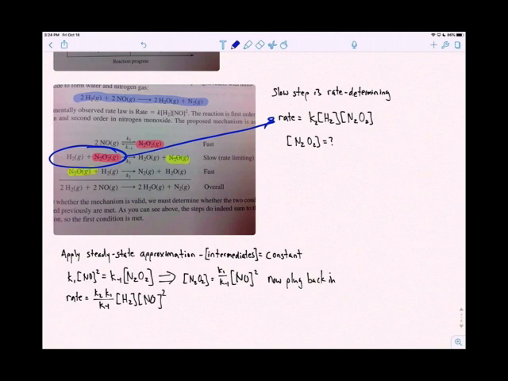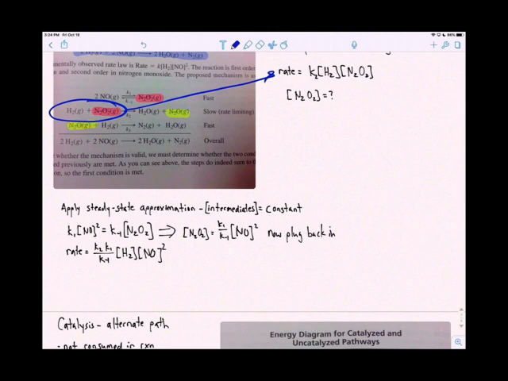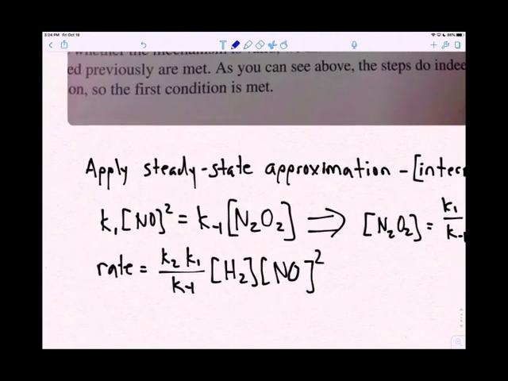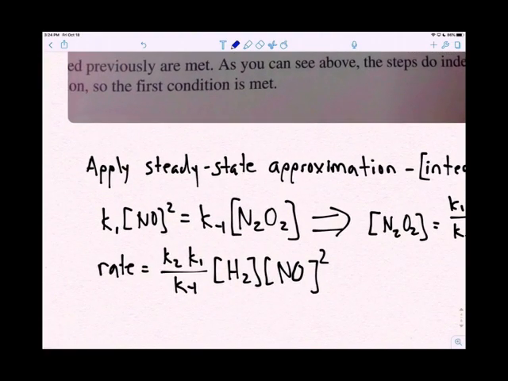And how do you get the concentration of N2O2? Well, you can apply the steady state approximation. If the concentration of N2O2 is constant, you can look at the first step and apply the elementary chemical reaction.